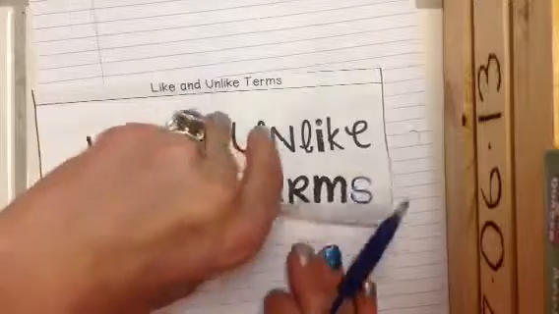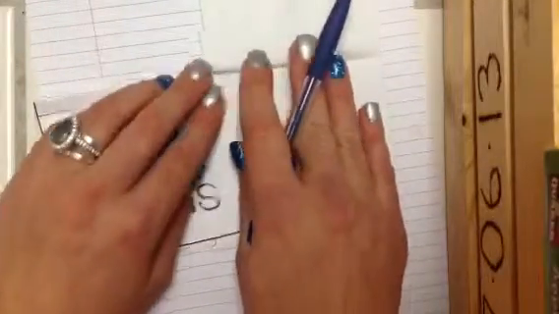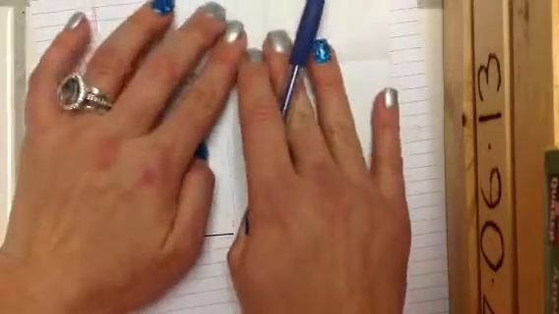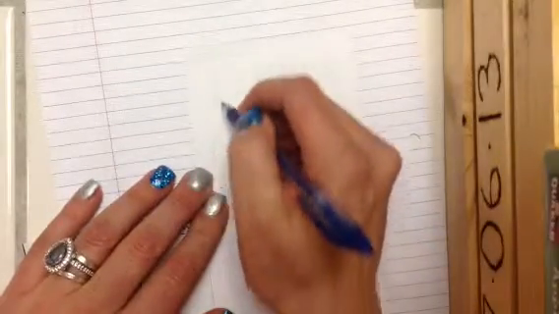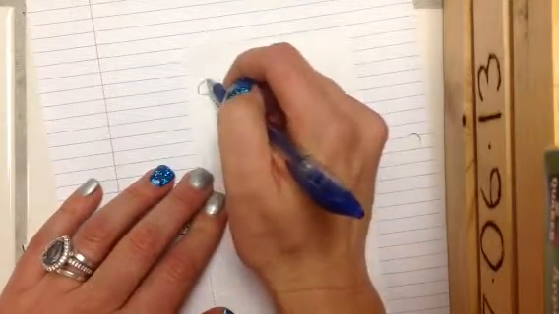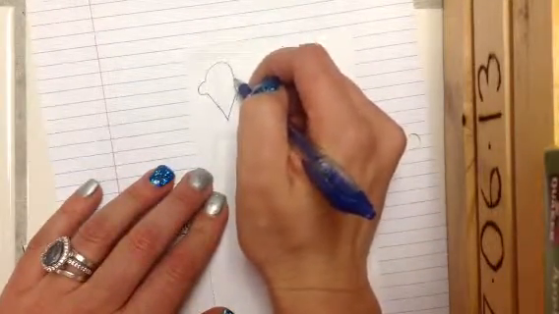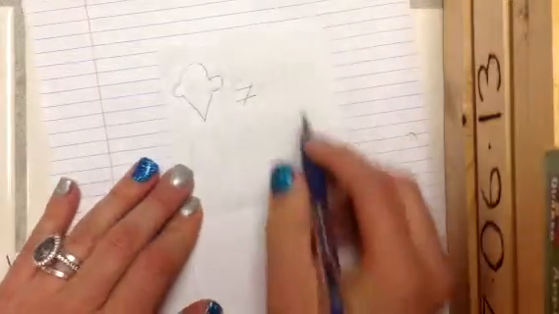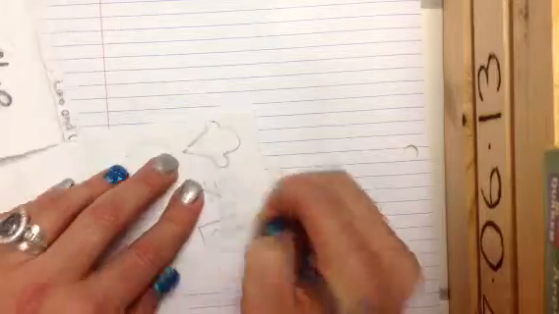If you flip over unlike terms, we can draw an example of an ice cream cone. It's not the same as a cola.